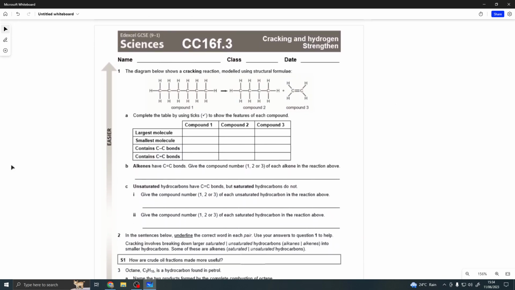So it says, complete the table using the ticks to show the features of each compound. So compound 1 is the largest. It is. Compound 1 is the largest and contains the most C-C bonds. Anything interesting about question 2? It contains C-C bonds as well. Whereas, of course, compound 3 contains C=C double bonds and is also the smallest one. There we go. Alkenes have C=C double bonds. Give the compound number of each alkene in the reaction above. Well, it's just number 3, isn't it? Because there's your double bond. It's the equals between the C and the C. There's your double bond right there.